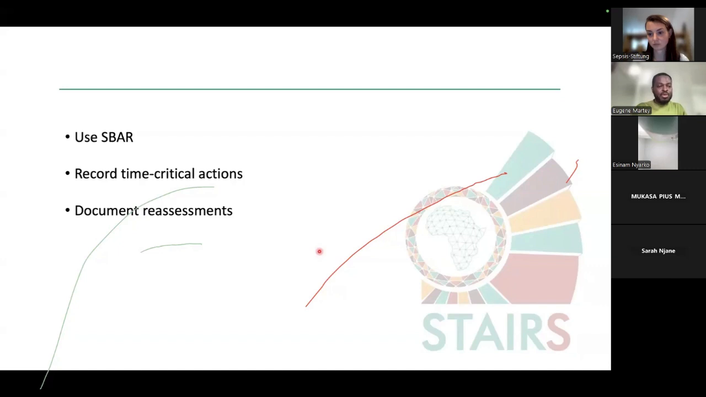Now, you also need to record critical actions that you've taken for the patient, and you need to document the time, including whatever recommendations you're making for the patient. And then the tool or the guiding principle: always reassess your patient.